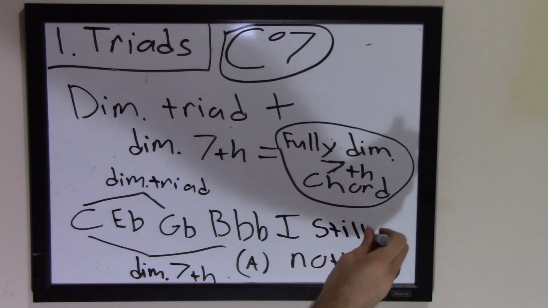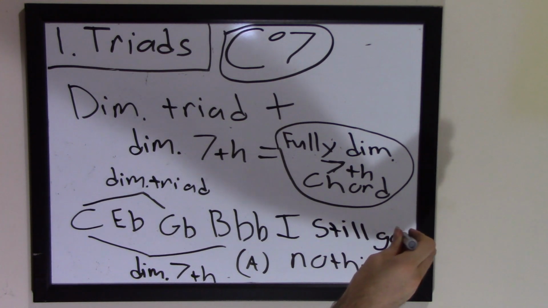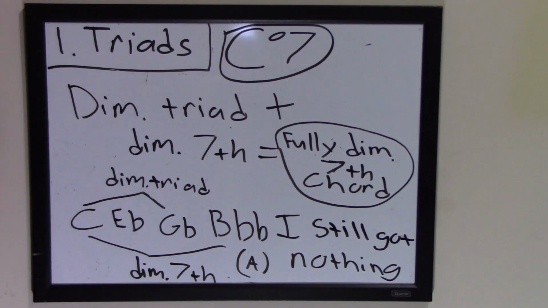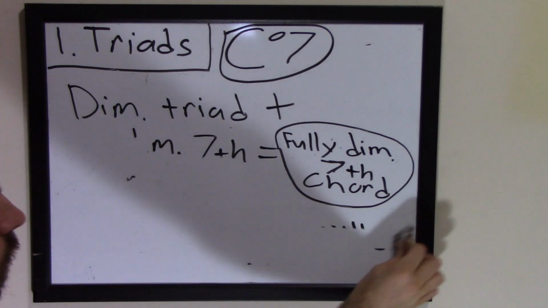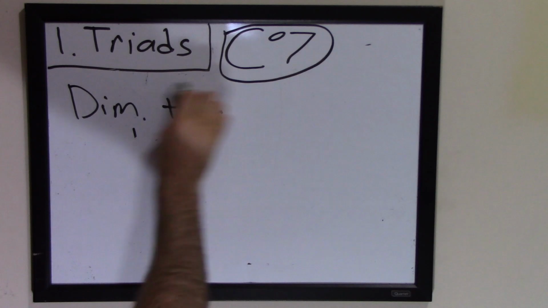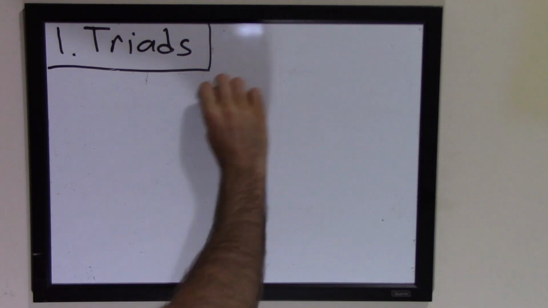And once again, I have nothing for sound. It sounds like a fully diminished chord. So now, just for fun, so that you can compare them to one another, I'm going to run through all of the chords that we've learned in this video with the root note starting at C.